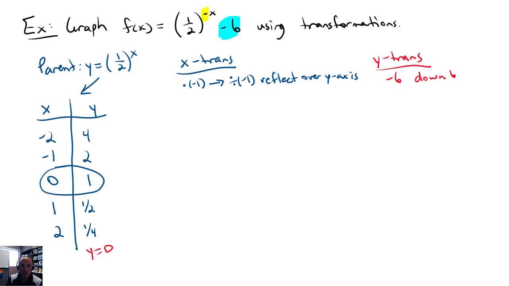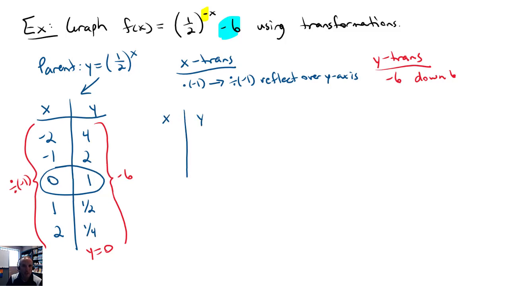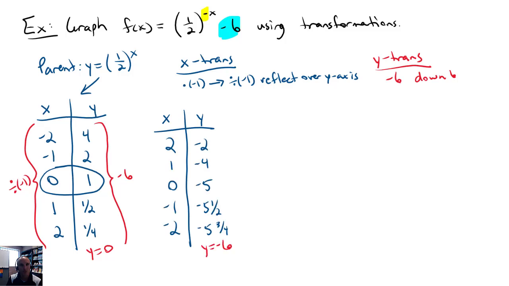So I'm going to go to the x column, and I'm going to divide the x column values by -1. And I'll go to my y column and I will subtract 6. And in one step, I'm going to knock out both of those transformations to generate our final xy table. We can see our reference point now is 0, -5, and our asymptote is y equals -6. Let's go ahead and graph this.